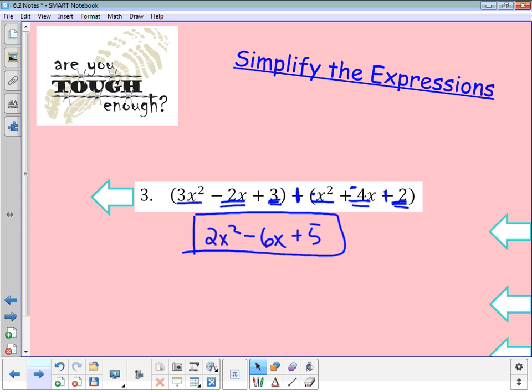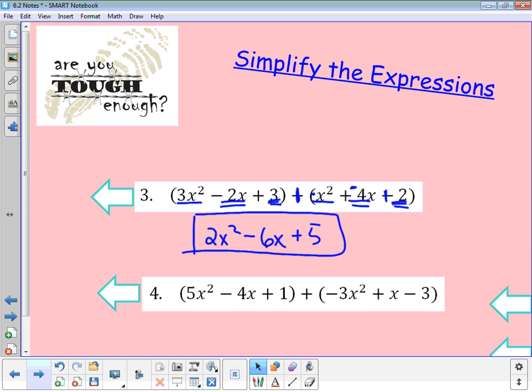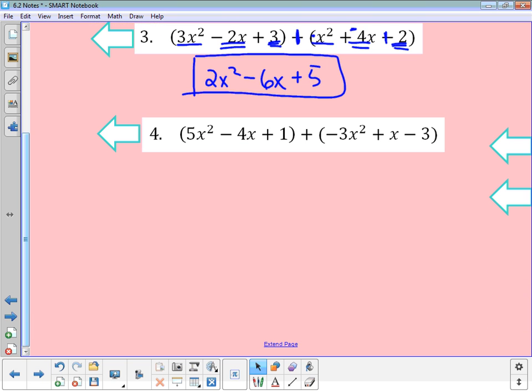Let's take a look at number 4. And number 4, now we're adding the polynomials. So all I need to do here is combine my like terms. Okay, combine the like terms. Nothing to change in the polynomial behind it. So I'm just going to look for my common variables.